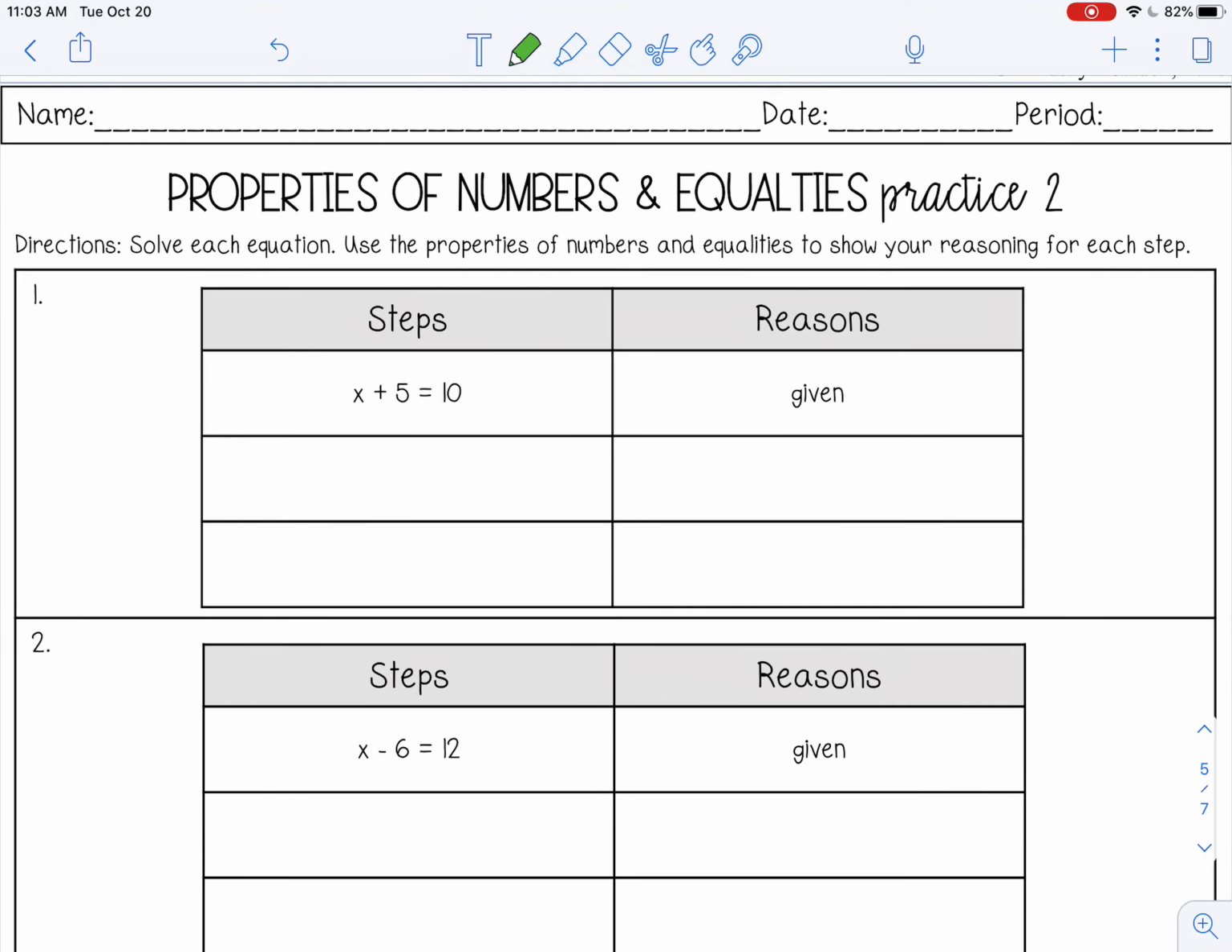So here we have an equation, x plus 5 equals 10, that was given to us. So the next thing we would do to solve this equation is we would subtract 5 from both sides. So if you want to write it out like this, minus 5, minus 5. And we can do that because of the subtraction property. We can subtract the same number from both sides of an equation.